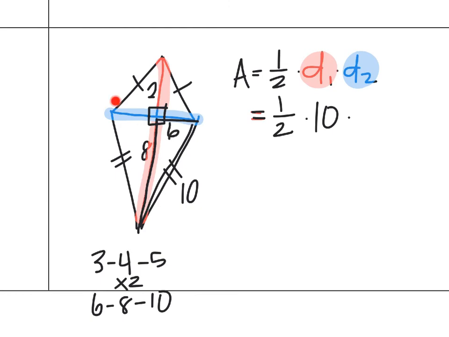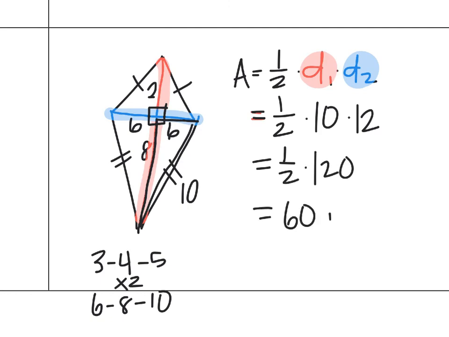In a kite, we know that this shorter diagonal is bisected, so this is also 6, which means that this diagonal together is 12. So I'm going to say this is 10 times 12. That means that our area is 1/2 times 120, which is 60 units squared.